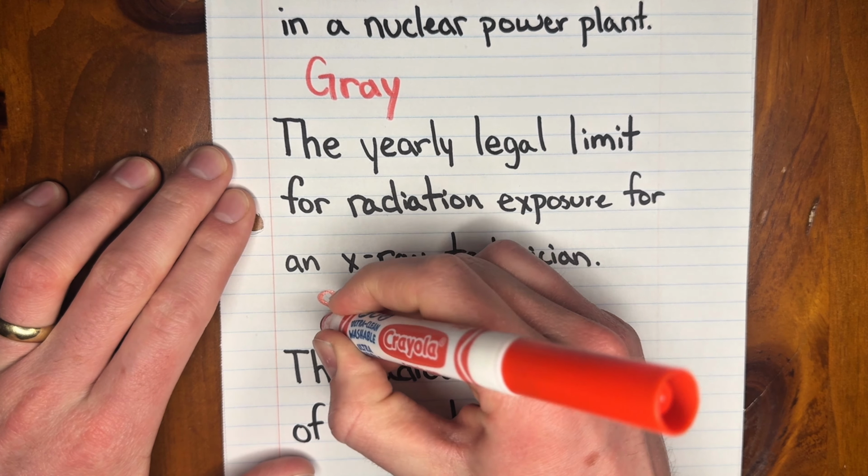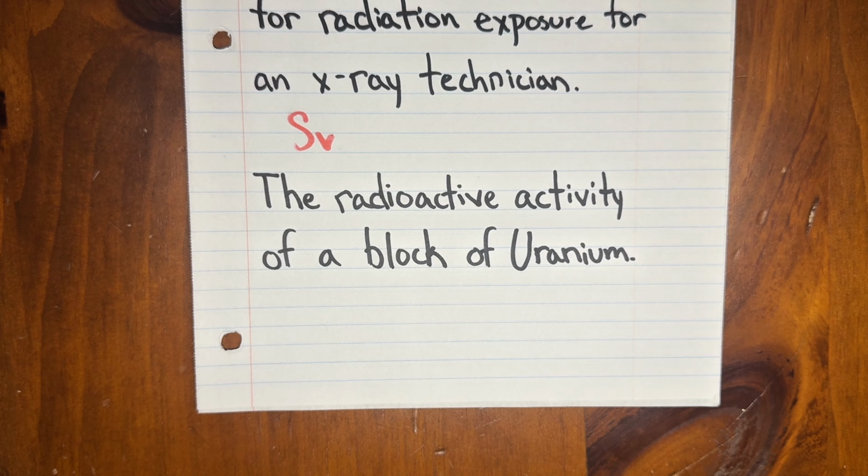The radioactivity of a block of uranium describes the source of the radiation. We want to know how much decay is occurring from that block of uranium. For this case, we would use the becquerel.